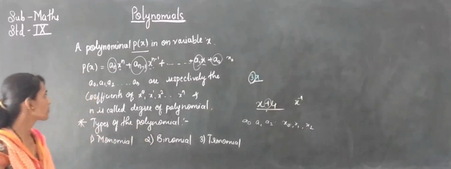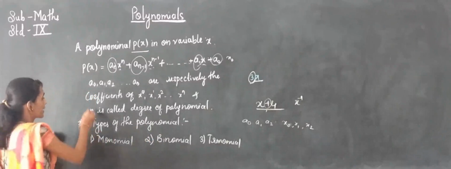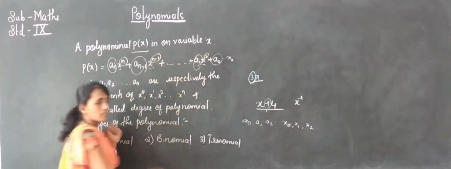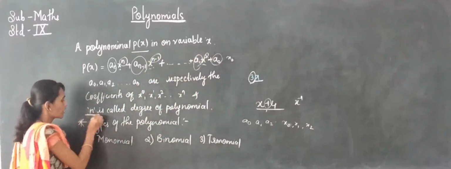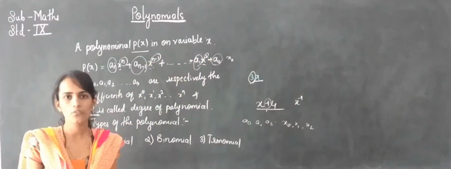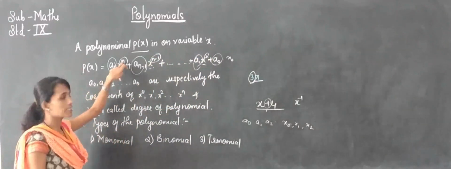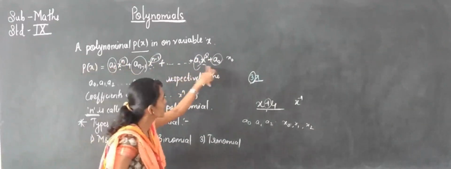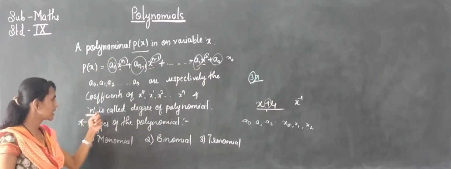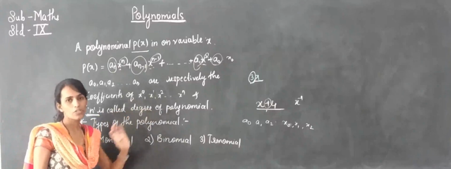Here n is called the degree of the polynomial. The highest power is n. If we consider this polynomial, the highest degree is n, so we call n the degree of the polynomial.